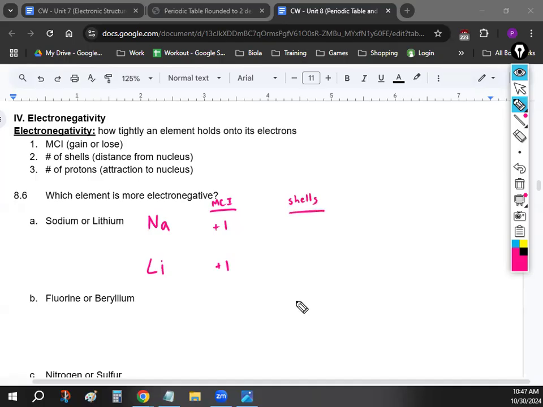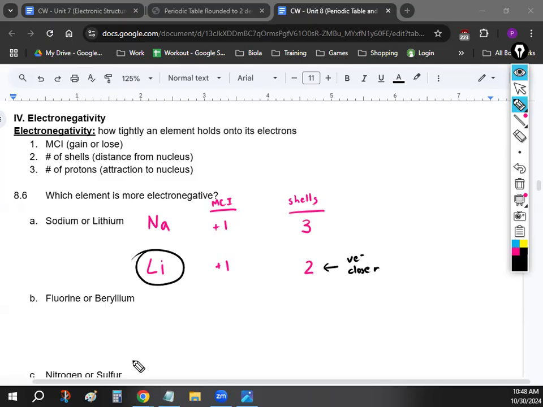How many shells does Na have? 3, it's in the third row. And how many shells does lithium have? 2, good. It's in the second row. All right, so we have a difference here, so now we can use it to determine which one is more electronegative. Sodium has 3 shells, lithium has 2. And so lithium, the valence electron is closer, right? The valence electron is closer to the nucleus because it has 2 shells. And so lithium is going to be more electronegative than sodium.